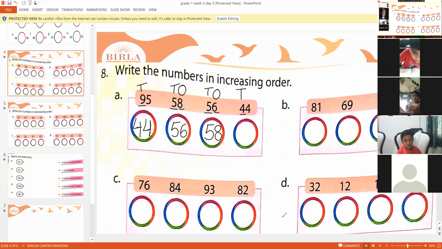Okay, children? Please keep on writing answers. And those who have completed, please check your answers. Okay? And what is the last number here, children? Last number is 95. So you will write here 95 in the last circle. Okay? Yes, fine. Now we'll move to bit number B.